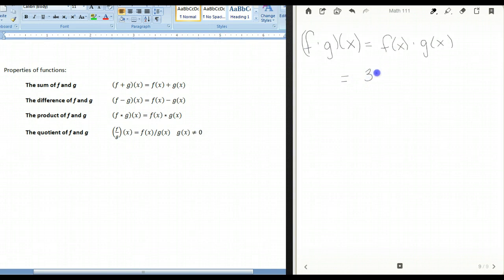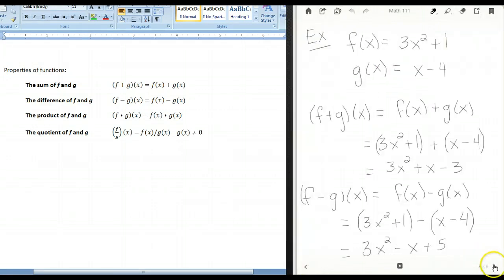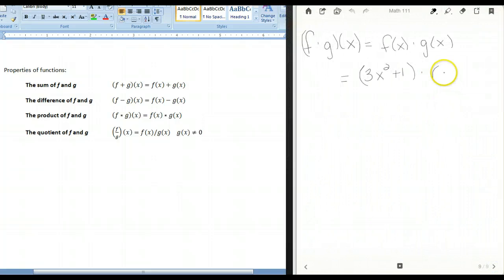Everything that was f of x, so that was 3x squared plus 1, all of that times everything which was g of x. So let's go back a second. I think I made it x minus 4. Yep, x minus 4. 3x squared plus 1 times x minus 4. Okay, and how do I multiply these two things? Well, they each have two terms, right? 3x squared plus 1, right? So that's two terms. This one has two terms.